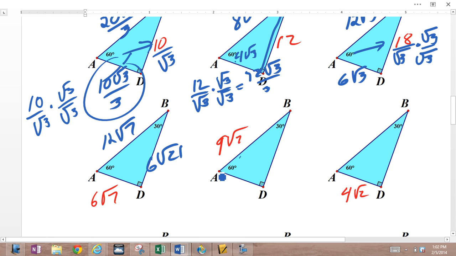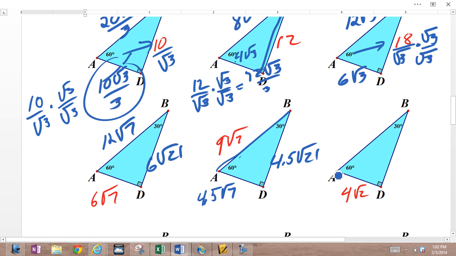Here, we've got the hypotenuse. The hypotenuse is 9 root 7. The short side is half of that, so that's 4.5 times root 7. The long side is the short side times root 3, which will make this 4.5 the square root of 21.